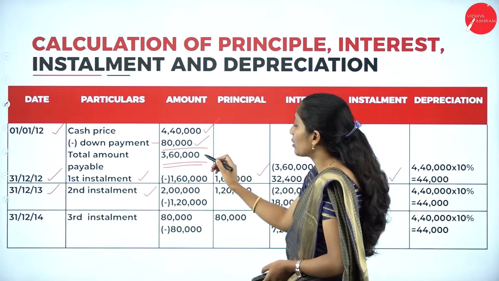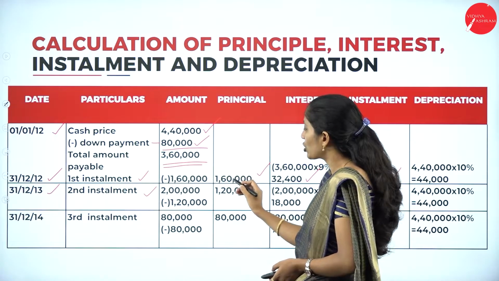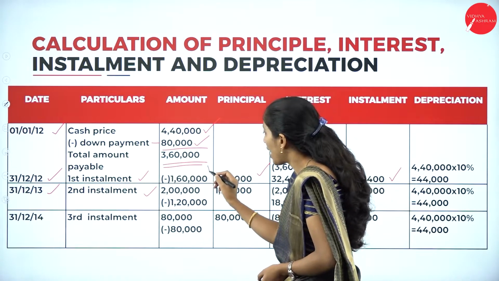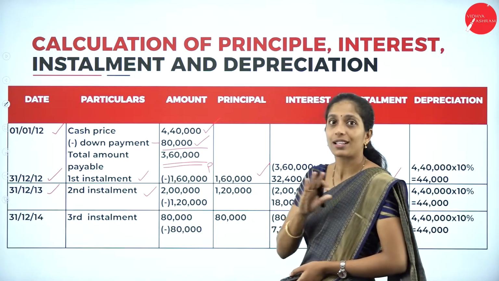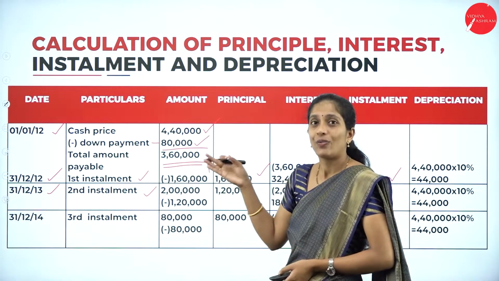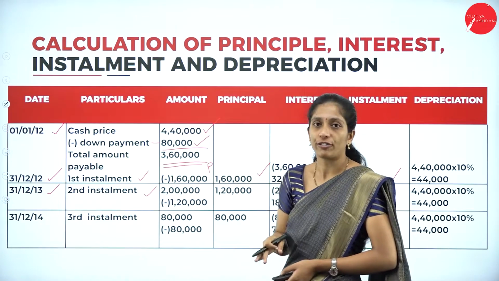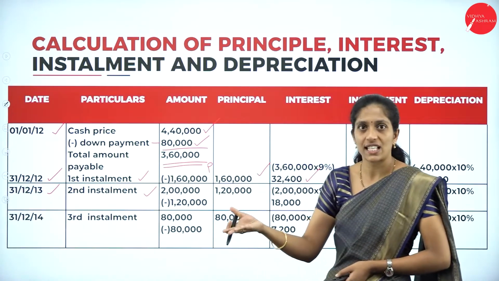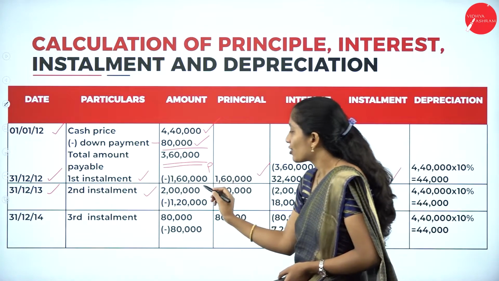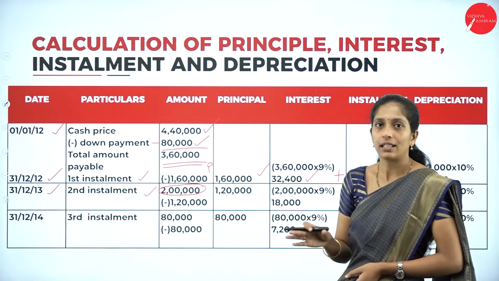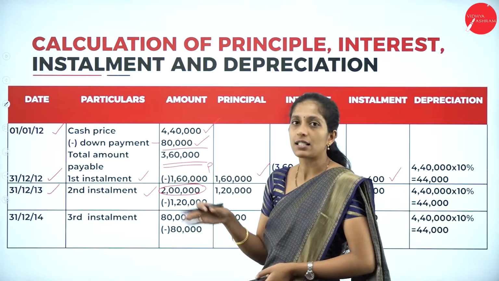In the first year it was 3,60,000, out of which we have paid 1,60,000 as principal. Always we have to deduct the principal amount, not the installment amount. Clear? Because the installment is inclusive of interest, whereas principal is exclusive of interest. So less principal amount paid in the previous year, 1,60,000. So the amount payable in the second year is 2 lakh.